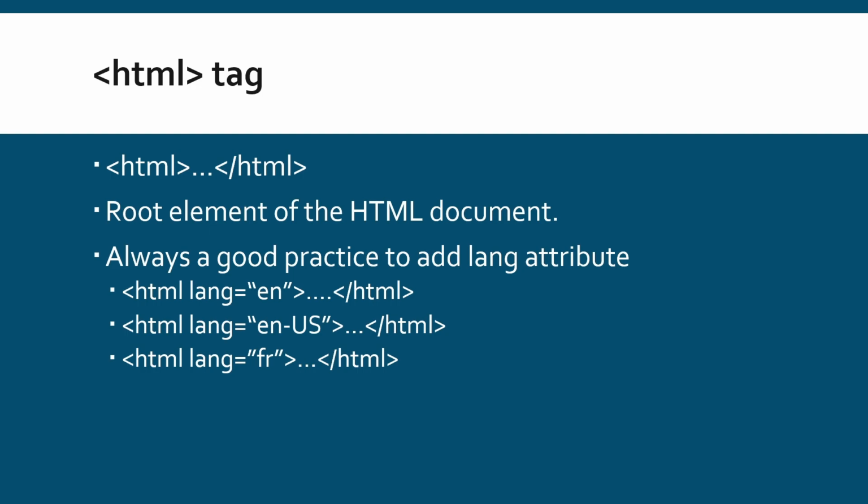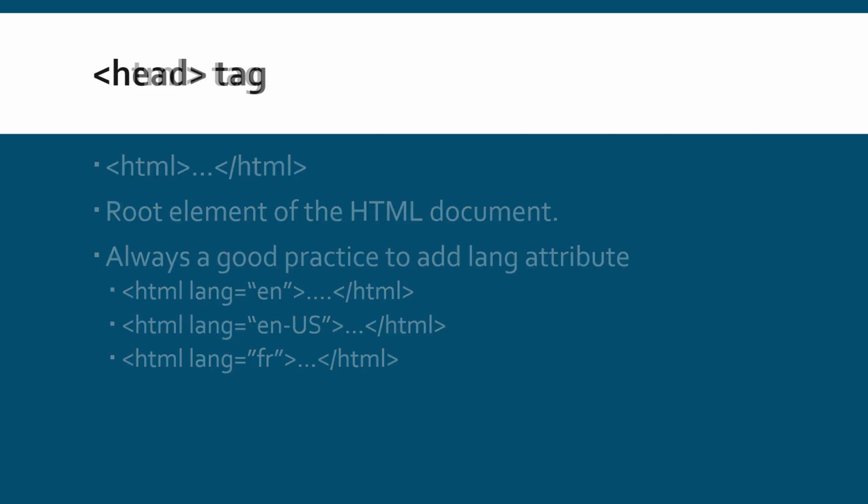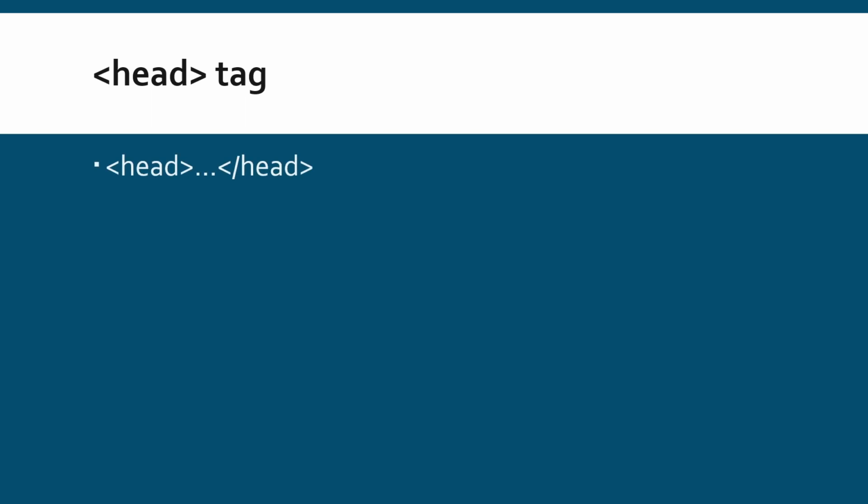Example of the lang attribute: we can have a value like en, that's basically saying English, or if we have en-US, that's more specifically saying use English, that's United States. fr for French.